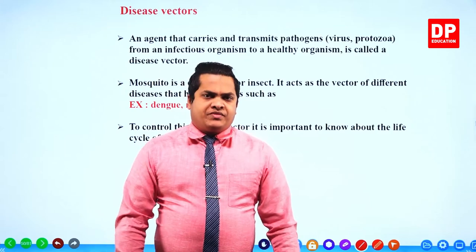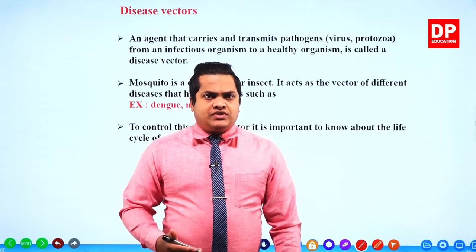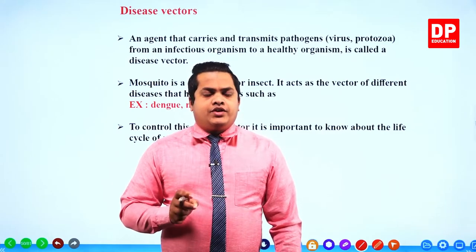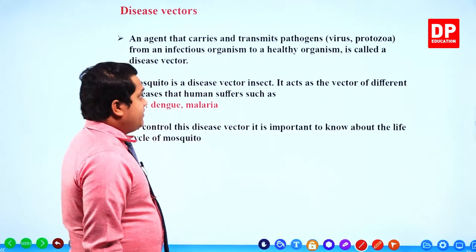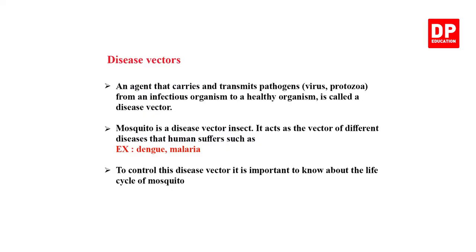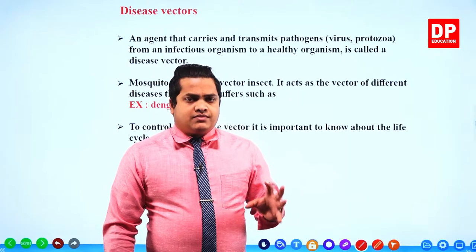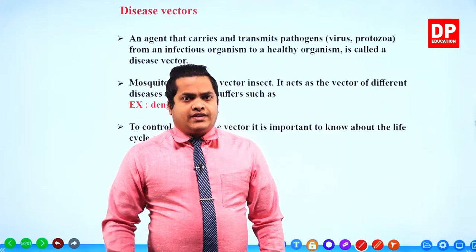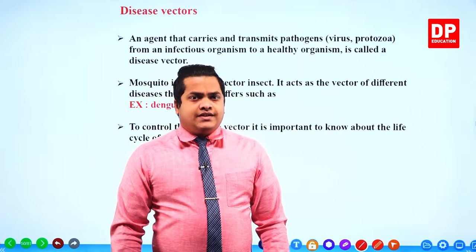First of all, we'll get to know what we mean by a disease vector, and how we can use the knowledge of studying life cycles to control disease vectors. You are given the first point here. An agent that carries and transmits pathogens, given within brackets as virus, protozoa, or bacteria, from an infectious organism to a healthy organism is called a disease vector. In the earlier chapter, I told you what a pathogen is: a pathogenic microorganism. A disease vector is an organism that carries pathogenic microorganisms like virus, bacteria, protozoans from one organism to another, and that organism is referred to as the disease vector.